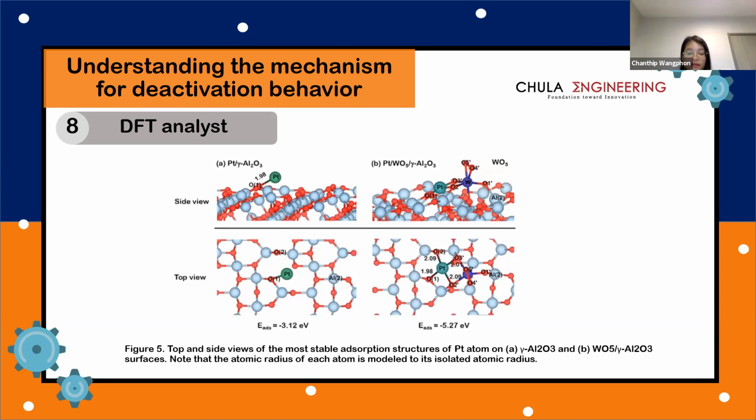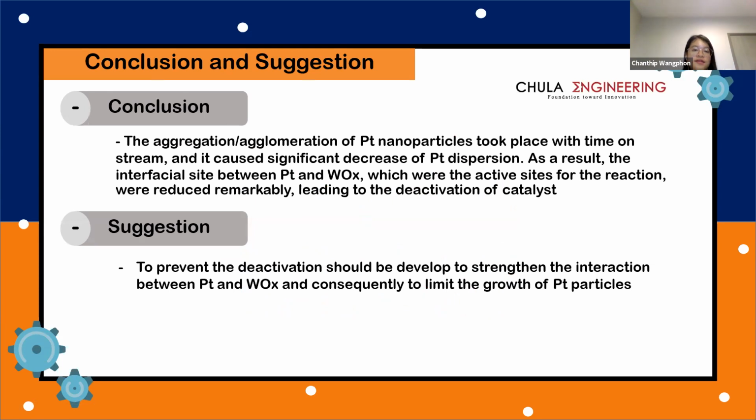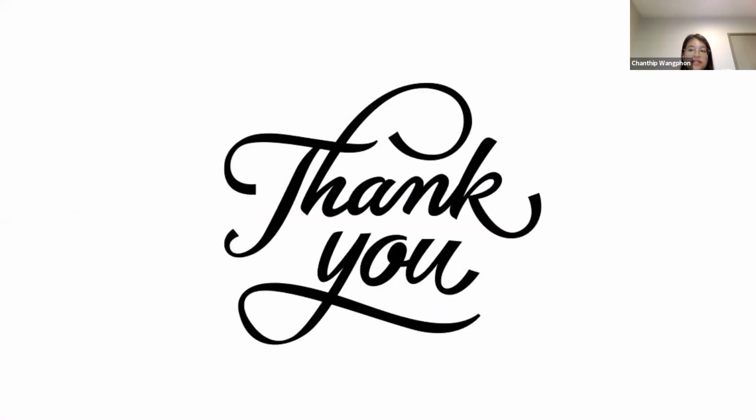platinum particles. And for the conclusion, the accumulation of platinum nanoparticles took place with time on steam, and it caused a significant decrease of the platinum dispersion, leading to the deactivation of the catalyst. And as a suggestion, to prevent the deactivation we should develop stronger interactions between platinum and tungsten oxides, and consequently limit the growth of the platinum particles. And today, thank you for your attention.